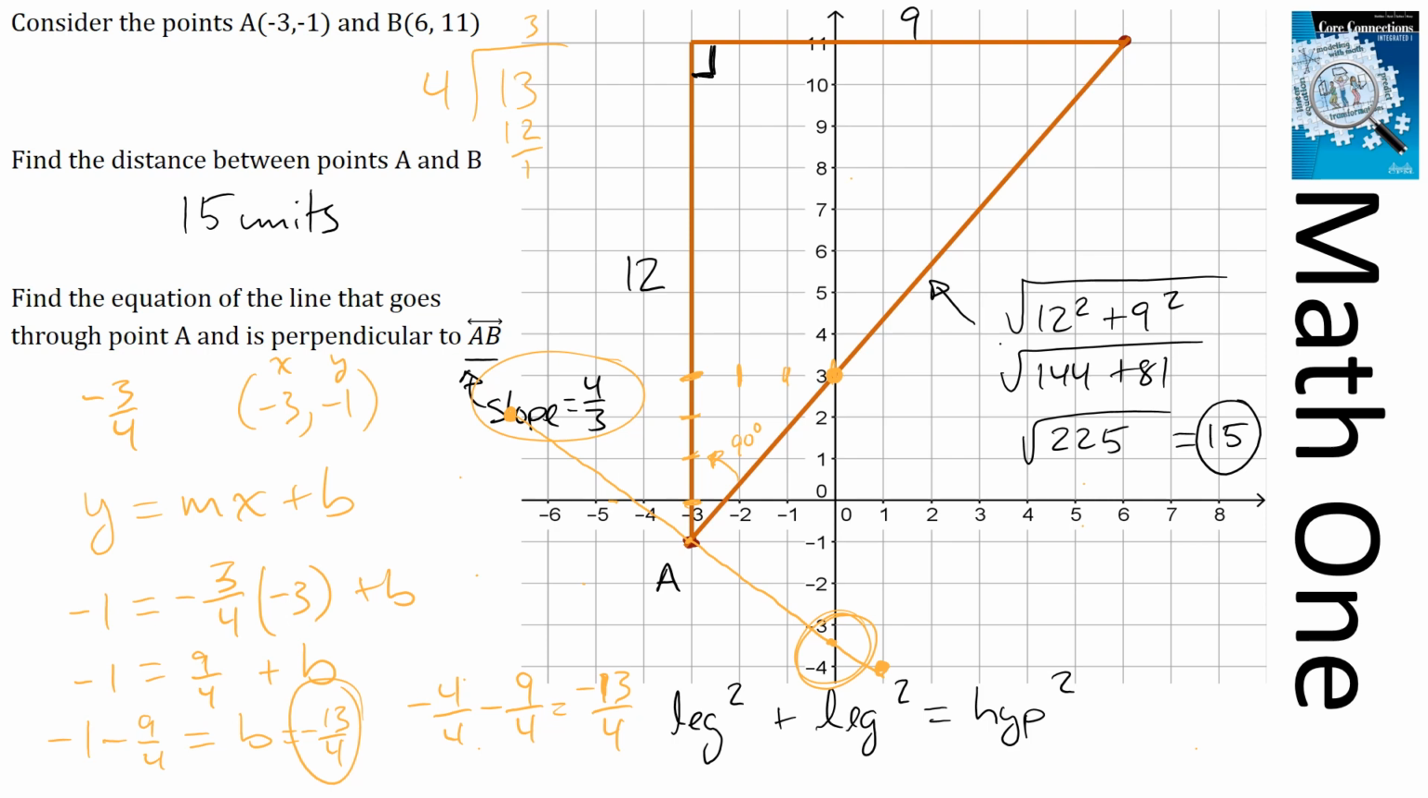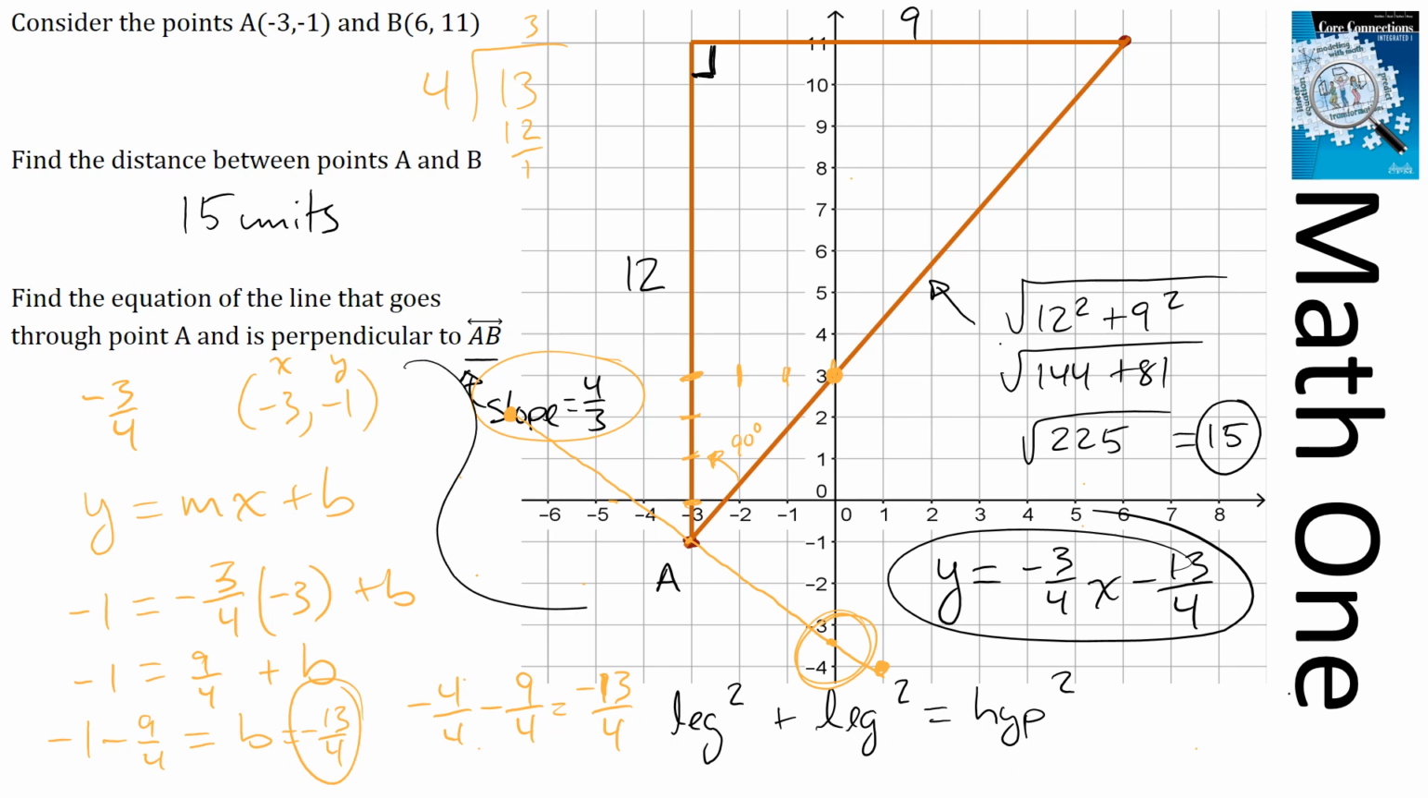I've used up all of my room, so I'll write it over here. The equation of this line is y is equal to my slope, -3/4 x, and then my y-intercept is at -13/4. So that's the equation of the line that is perpendicular to line AB, and it goes through the point -3, -1.